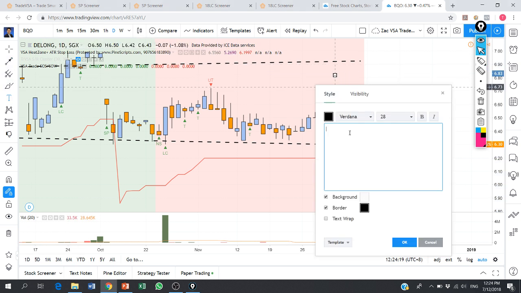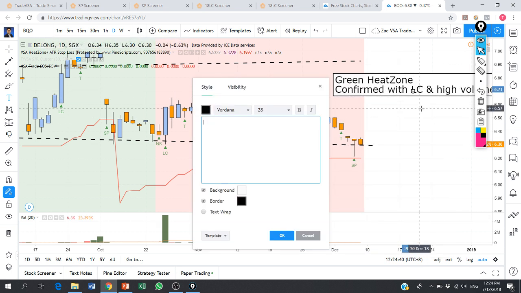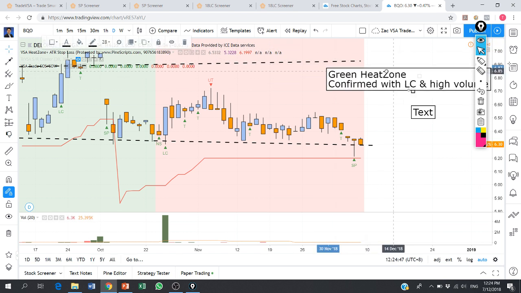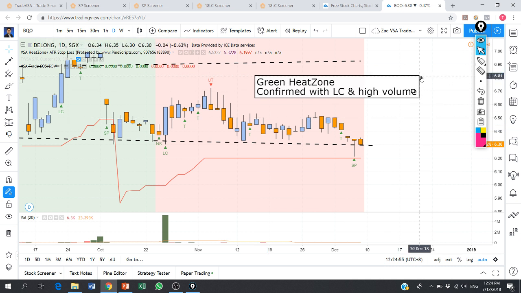the green hit zone, to ensure that the trend is changed, and then confirm with a line change and high volume. So these are several signals that I'm looking at if I want to trade this Delong.